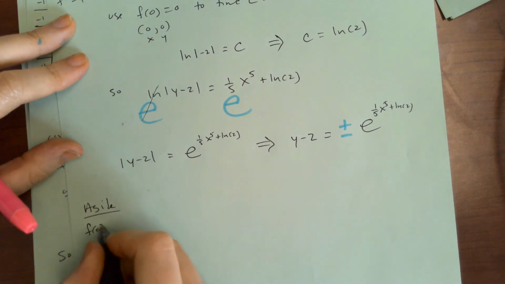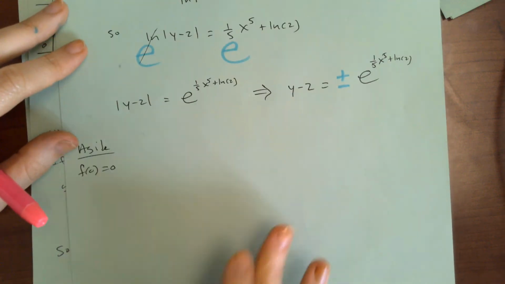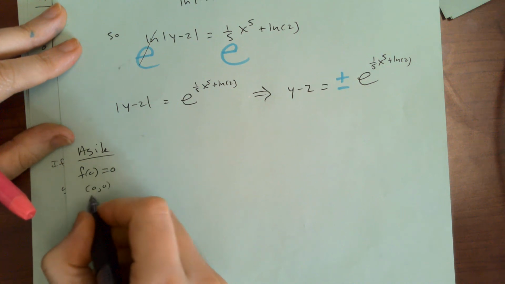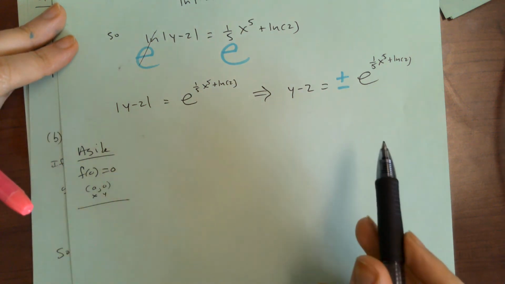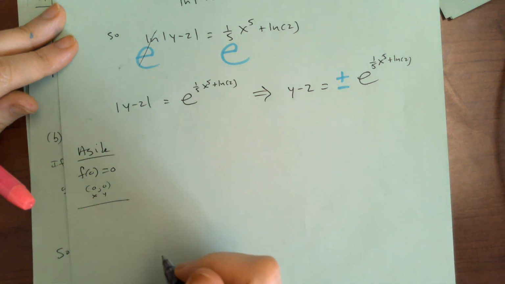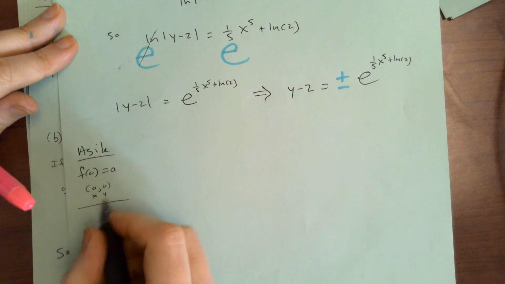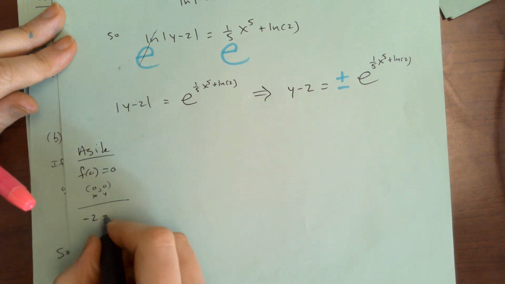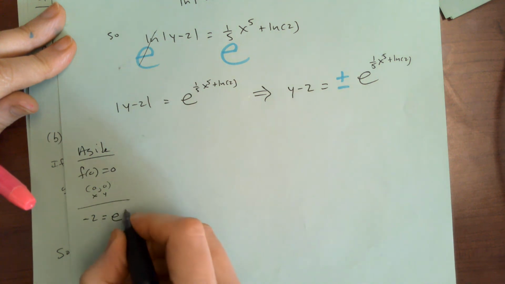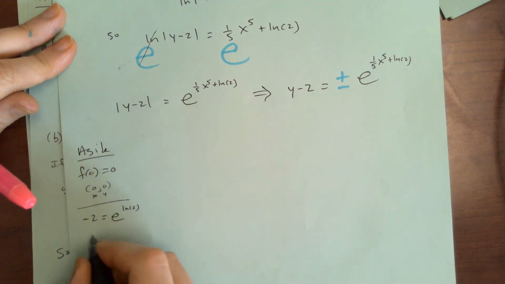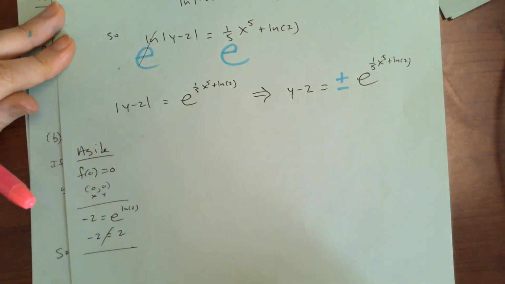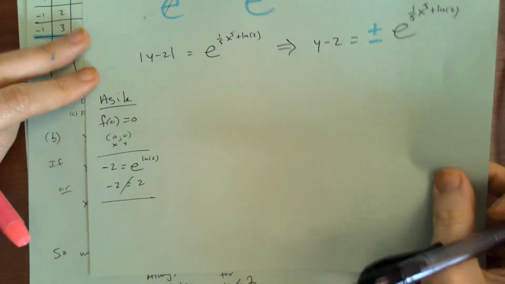And then I'll do a little aside. All right, so I want f of 0 equals 0. That's what I want. All right, so let me try the positive case. So the positive case, I will put 0 in for y, so I get -2 equals e to the natural log of 2. So -2 equals 2. That doesn't work. Okay, so the positive case does not work.